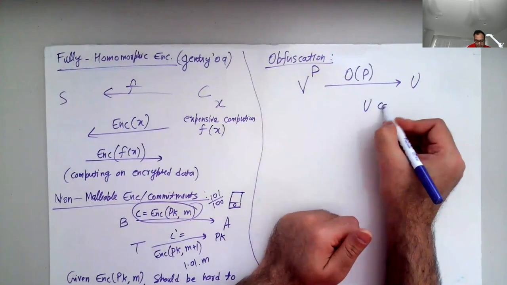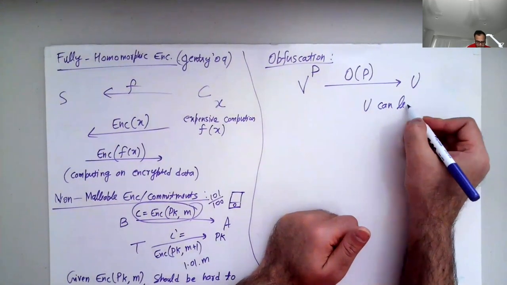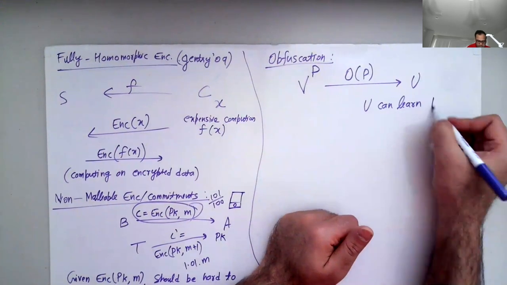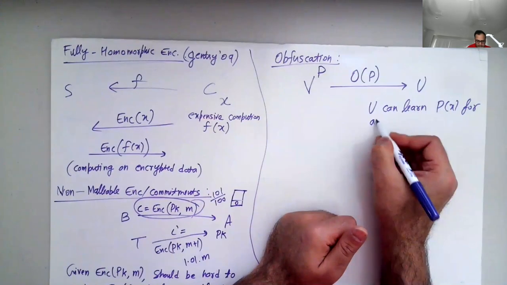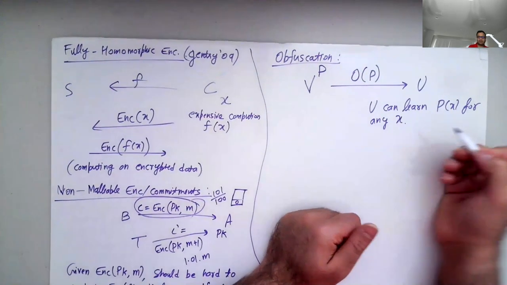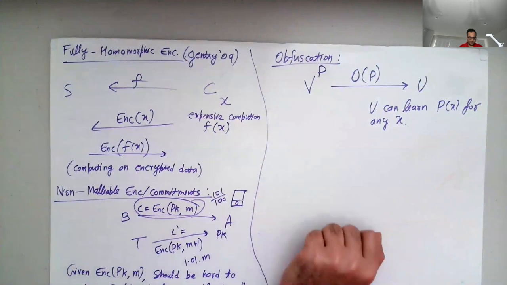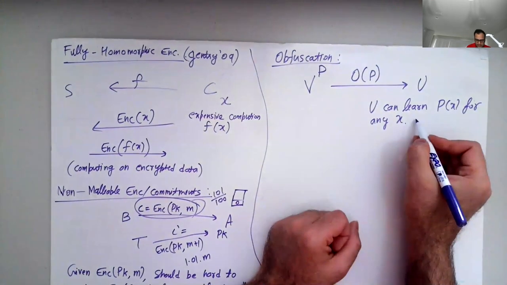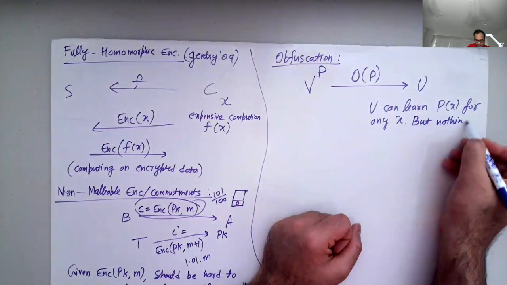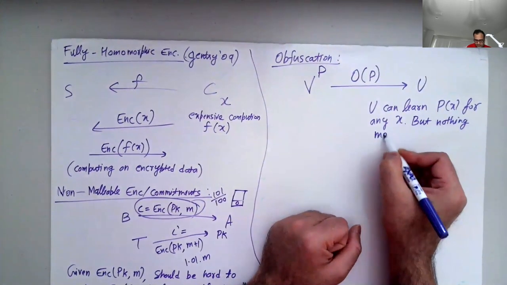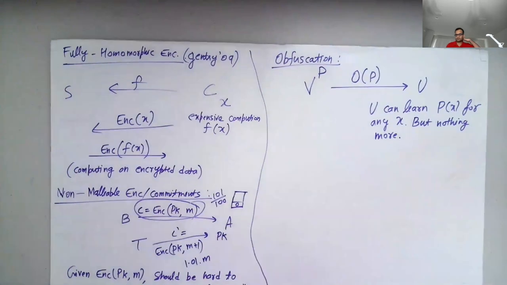You can learn P of X for any X, and maybe even for multiple inputs. But nothing more than that. So it's a very natural problem. It's a very hard problem.